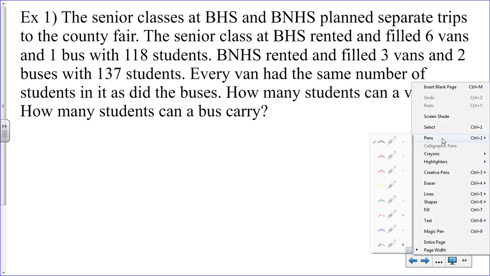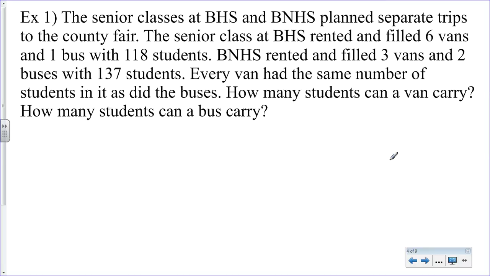In this first problem here, the senior classes at BHS and BNHS planned separate trips to the county fair. The senior class at BHS rented and filled 6 vans and 1 bus with 118 students. BNHS rented and filled 3 vans and 2 buses with 137 students. Every van has the same number of students in it as did the buses. How many students can a van carry, and how many students can a bus carry?